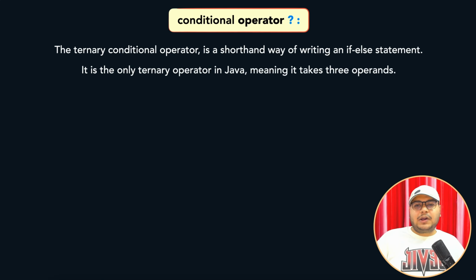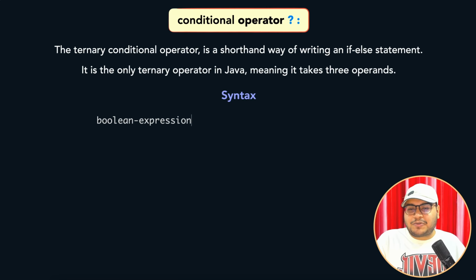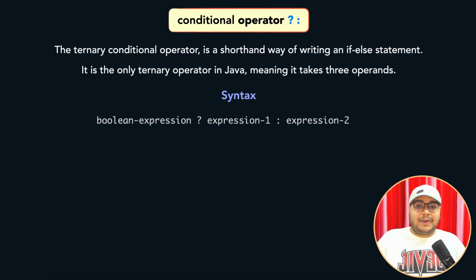In Java, the question mark operator, also known as the ternary conditional operator, is a shorthand way of writing an if-else statement. It is the only ternary operator in Java, meaning it takes 3 operands. The general syntax of the ternary conditional operator is a Boolean condition, followed by a question mark, followed by expression 1, colon, expression 2. I would like to pause here for a second and clarify something important. This is an operator and not a statement. What does that mean?